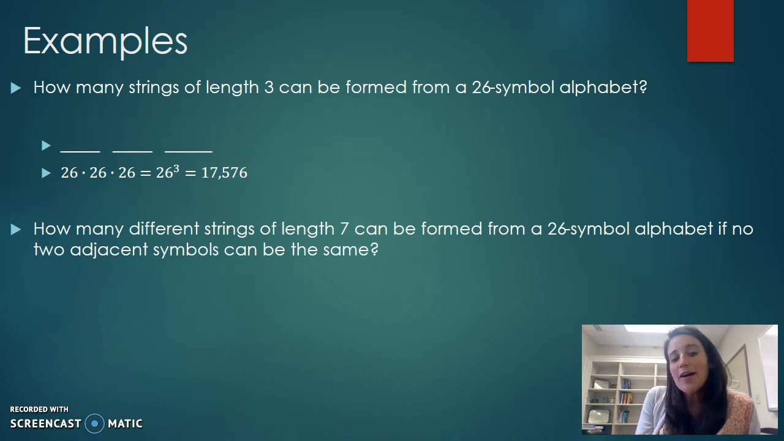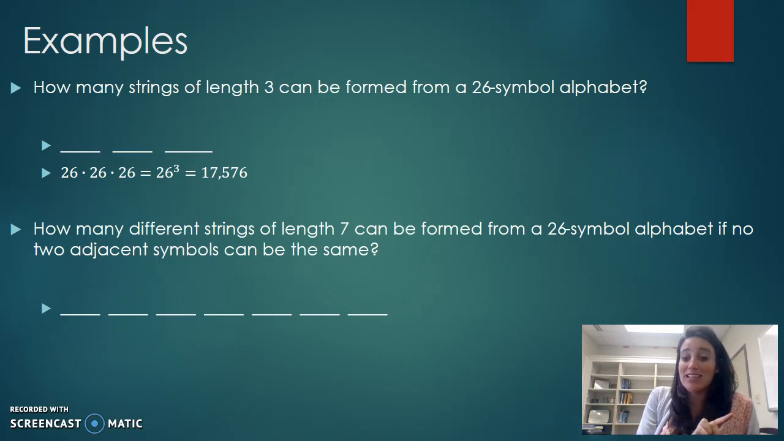Now think about how many different strings of length 7 can be formed from a 26 symbol alphabet if no two adjacent symbols can be the same. So we're putting a little bit of a restriction on this one. We want a string of length 7, so 7 blanks to think about. How many choices for the first blank? Well, there's no restriction on blank 1. It's an open choice, so I can put any one of the 26 letters here.